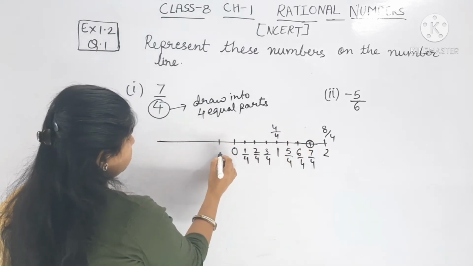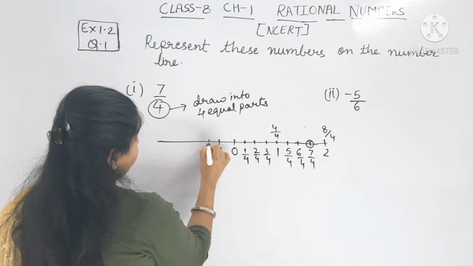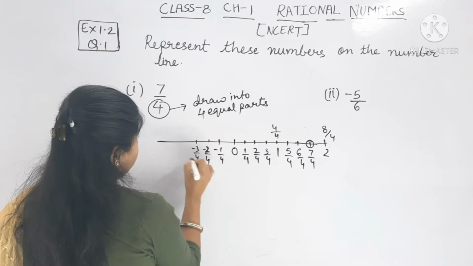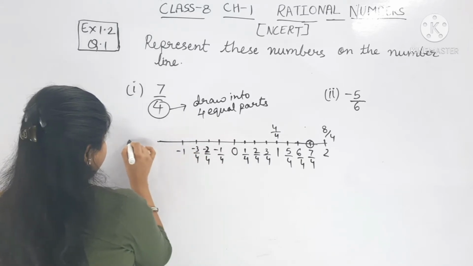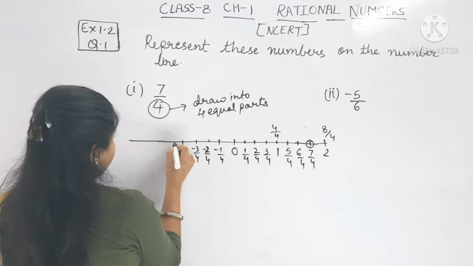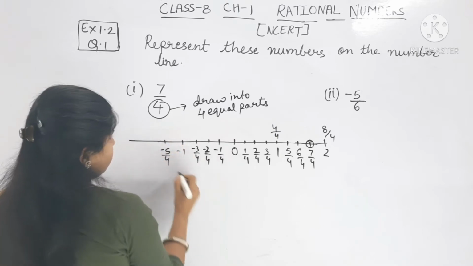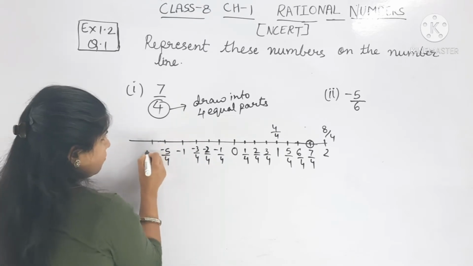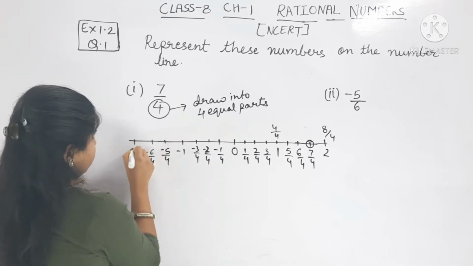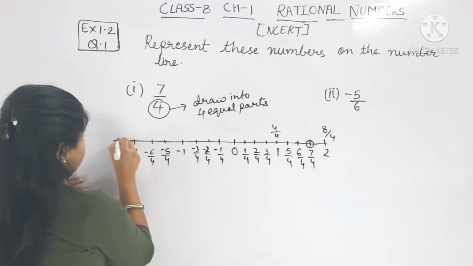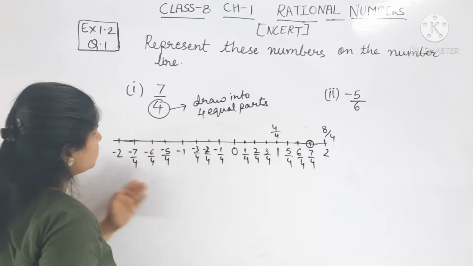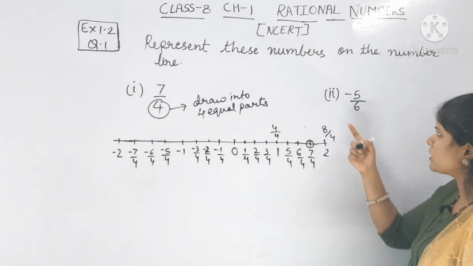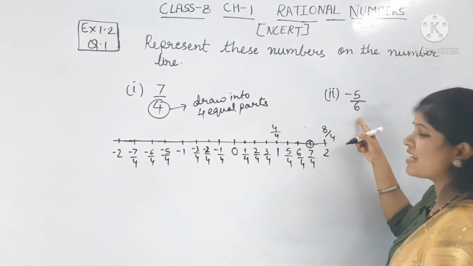You can write here also like minus 1 by 4, minus 2 by 4, minus 3 by 4, minus 1. Like this you can write. Same number with negative sign here in the left side. Okay. So like this you can represent this 7 by 4. Okay. Now let's come to the second part, that is minus 5 by 6.